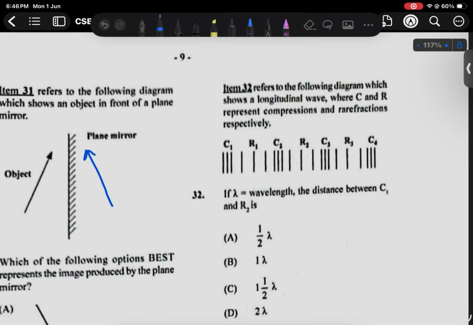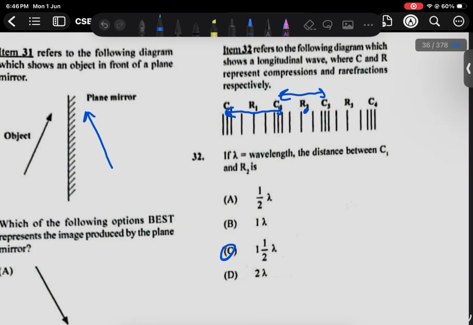Item 32 refers to the following diagram, which shows a longitudinal wave where C and R represent compressions and rarefactions respectively. If lambda, which is wavelength, is equal to the distance between C1, the distance between C1 and R2 is, so this is one wavelength, and then this would be another wavelength, and half of that, so it's 1.5 wavelengths.